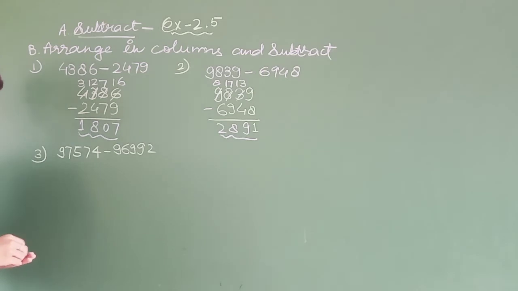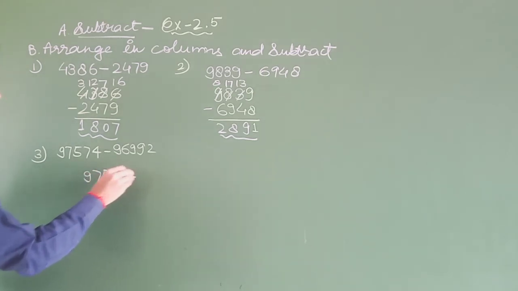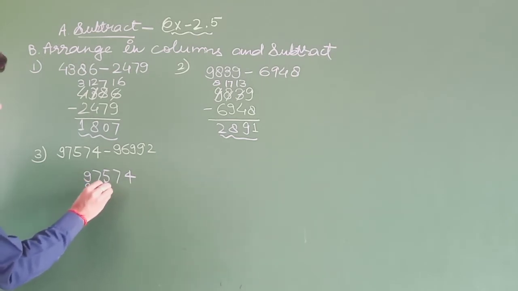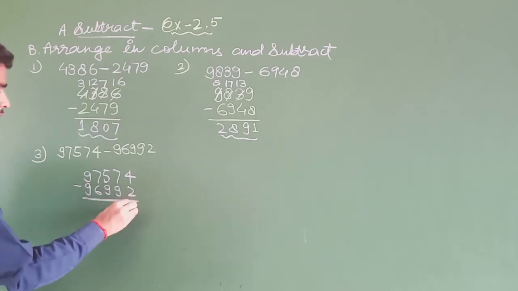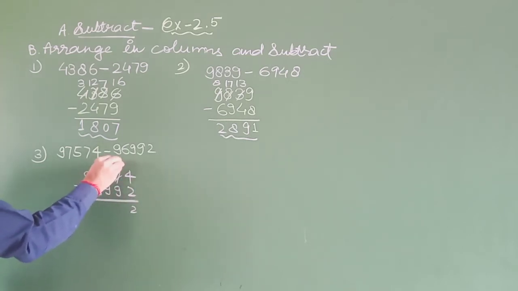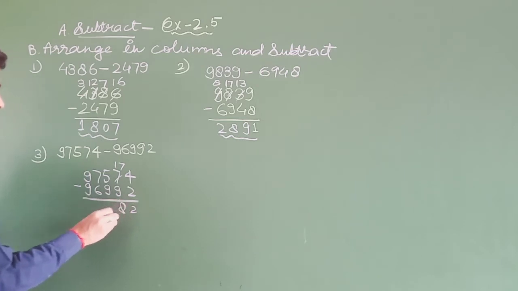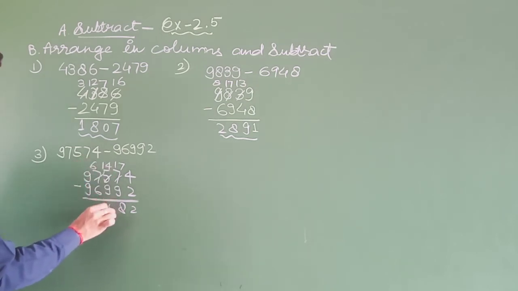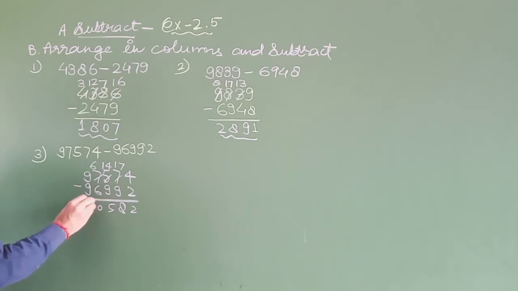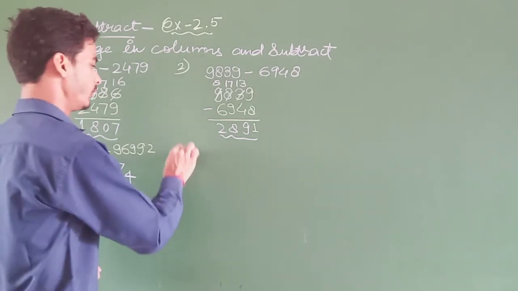Okay, so 97,574 minus 96,992. 4 minus 2, 2. 17 minus 9, 8. And here will be 4. That will be 14. 14 minus 9, 5. And 6 minus 6, 0. And 9 minus 9, 0. So that is 582. Now come on question number 4.